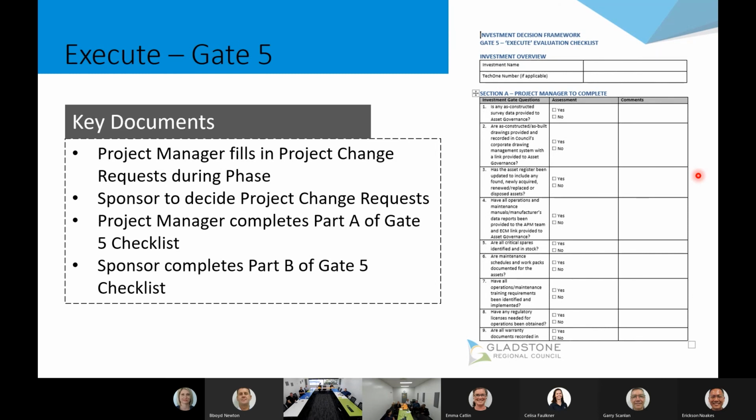So we go to execute, we have change requests, the sponsor approves, and then we have a gate 5 checklist. So again, the project manager fills in part A and the sponsor completes part B. And so again, there's a series of questions about it moving. Once we get to gate 5, the questions are really about, is this investment ready to operate and maintain? Have we got all the things we need to effectively commission or go live? Is it commissioned? Can we actually hand this over to our operators?